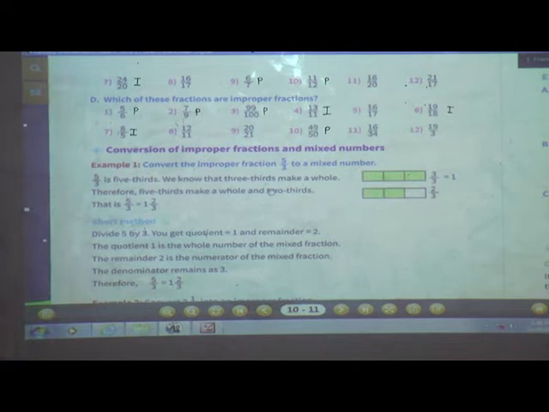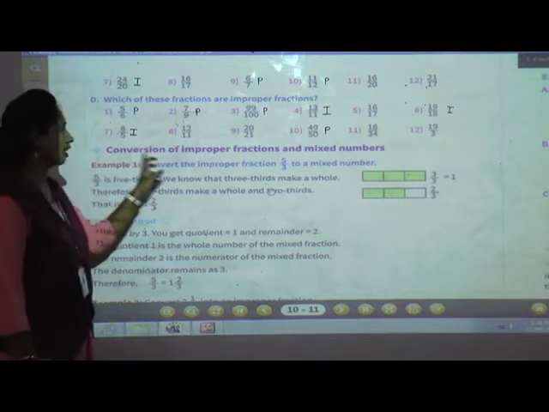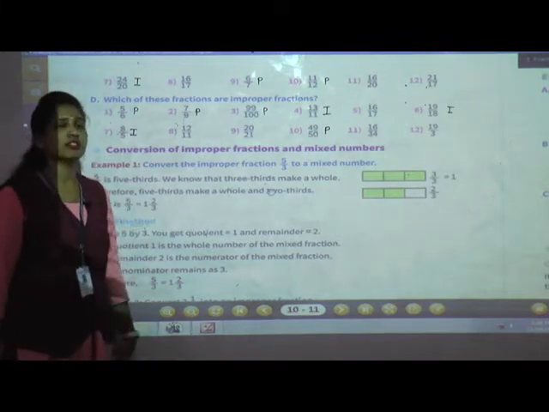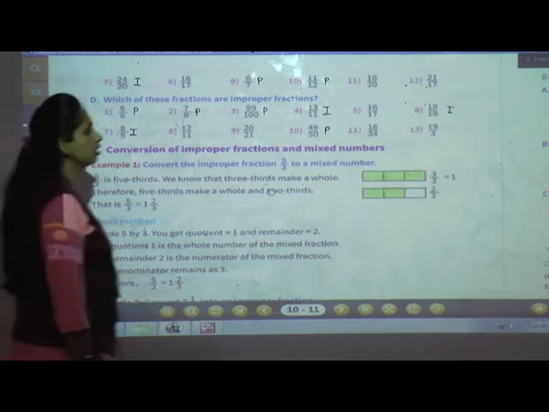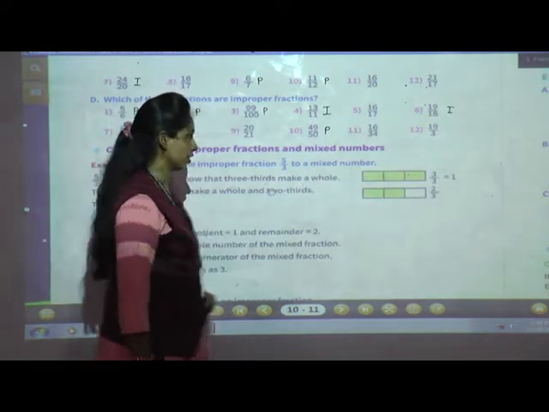Clear? Yes, very good. Now we will move to the next concept. Now we are going to see conversion of improper fractions and mixed fractions. Now they have given some examples. Now we will see. Convert the improper fraction 5 upon 3 to a mixed fraction.